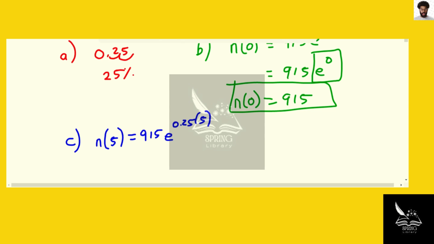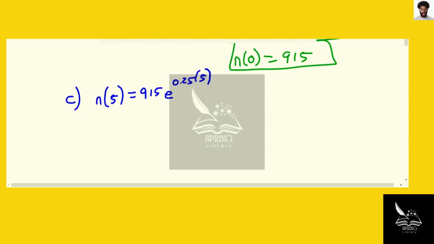0.25 times 5. In this case, it doesn't look like you're told what to round to, so I'll just round 2 places after the decimal. So when t is equal to 5, there will be approximately 3,193.66 of the bacteria.